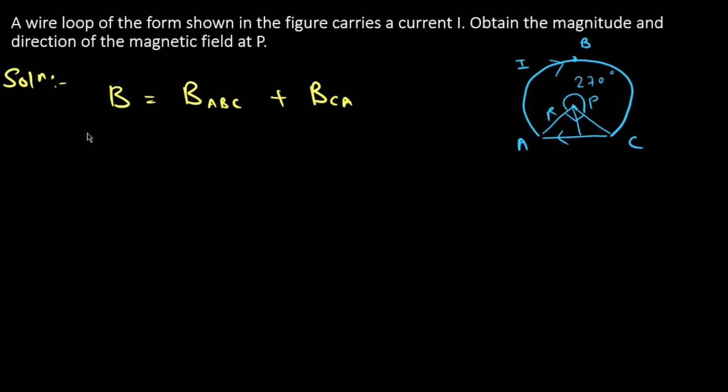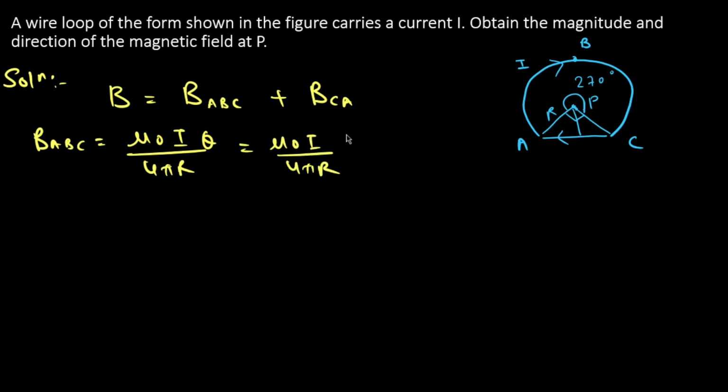The magnetic field due to curve path is given to us as mu naught I upon 4 pi r into theta. Now this theta is 270 degree for the curved wire, which implies this will be mu naught I upon 4 pi r, and 270 can be written as 3 pi by 2.